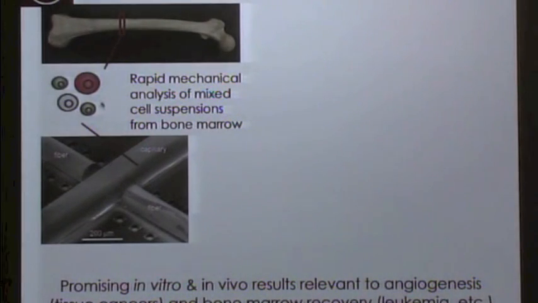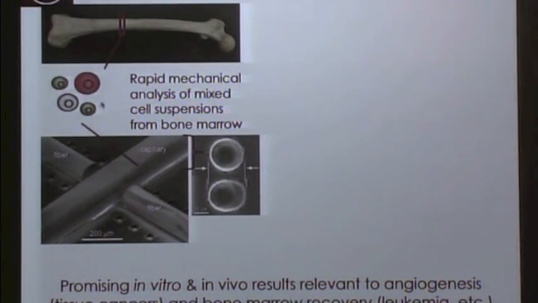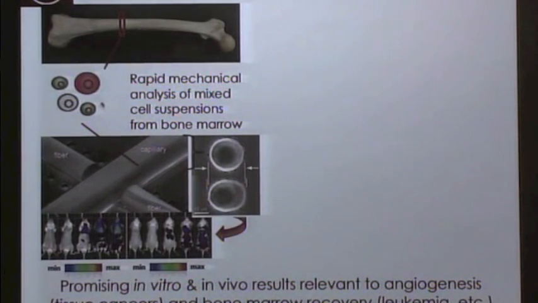So, final slide here. In the limited time we have, I just want to point out that we've been doing quite a bit of work in bone marrow and are very eager for collaborations in that area. For example, we've been working on rapid mechanical analysis of heterogeneous cell suspension, so the different cells that are within the bone marrow. And we've developed tools that can characterize various physical properties, although not the electrical ones, including size and stiffness.